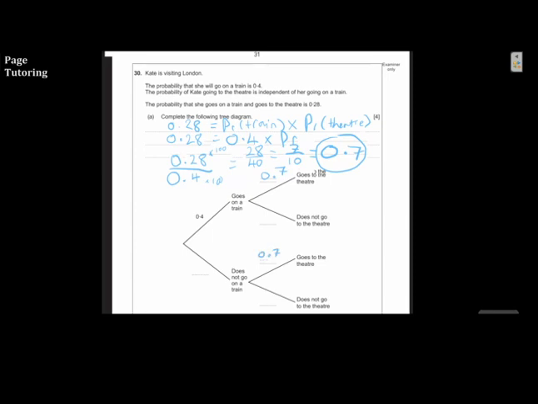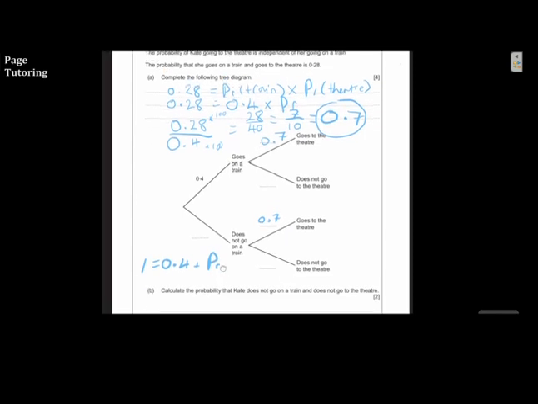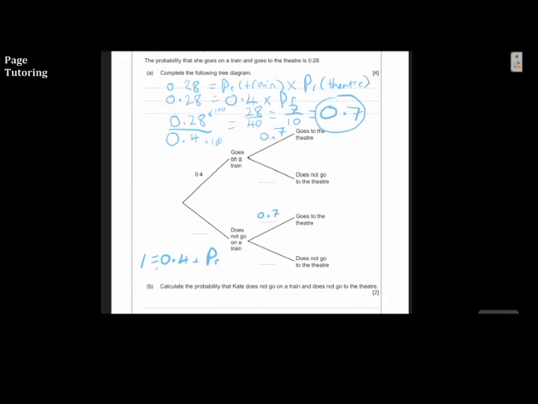Now for the last 2 marks, we know that probability always adds up to 1. So the probability that she goes on the train and the probability she doesn't go on the train should add up to 1. So 1 equals 0.4 plus the probability she doesn't, which means the probability she doesn't is 0.6. So if we start slotting these answers in, 0.6, and the same with going to the theatre, that has to add up to 1. So that probability she doesn't go must be 0.3 and 0.3.